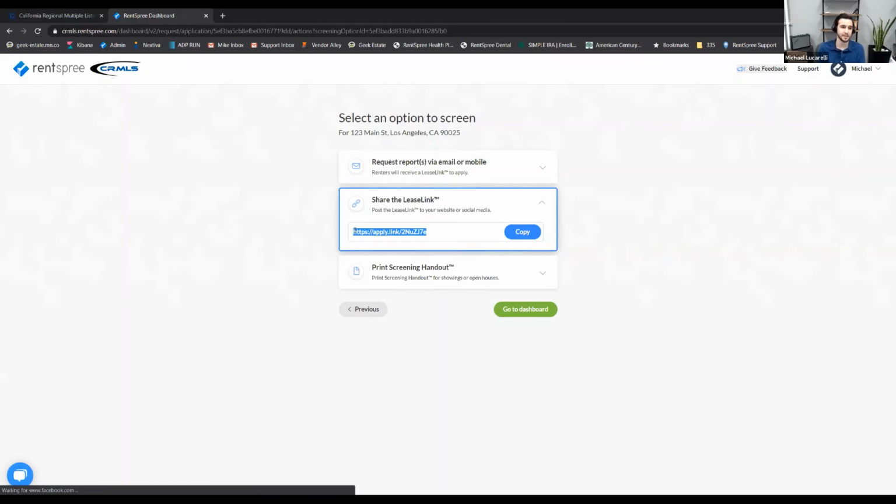And when a renter visits this link and applies, it'll funnel the applicants back to you. So it's like casting a net out there, and anyone that visits this link will appear in your Rentspree dashboard where you can evaluate them and manage them.